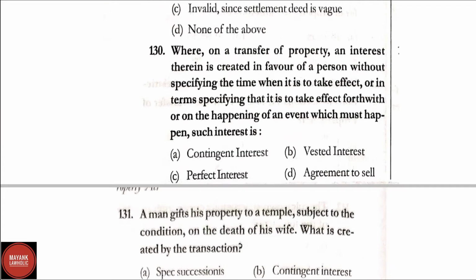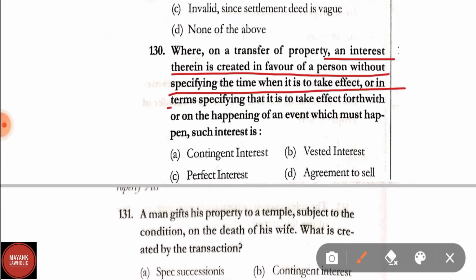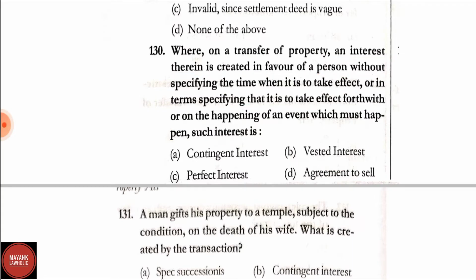Question number 130. Where on a transfer of property an interest therein is created in favor of a person without specifying the time when it is to take effect, or in terms specifying that it is to take effect forthwith or on the happening of an event which must happen, such interest is contingent interest, vested interest, perfect interest, agreement to sell. Correct answer is option B, that is vested interest.